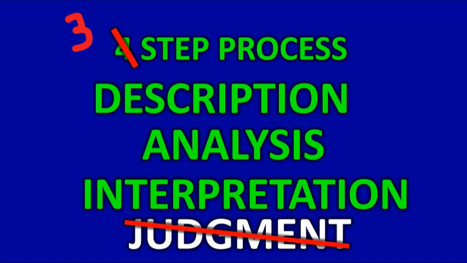There are four steps in this process for critiquing a work of art. For art history, we're just going to focus on the first three. We're not going to worry about judging a work of art. So we're going to focus on description, analysis, and interpretation.